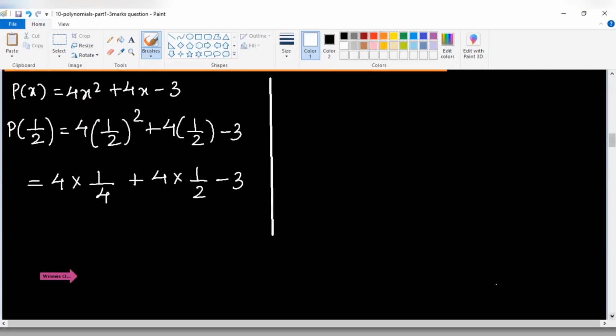Now, in the next step, we should do multiplication first. 4 into 1 by 4: see, we can cut this 4 and 4, that is 1. Then 4 into 1 by 2, here we can cut it, and we will get a 2 and then minus 3. So 1 plus 2, that is 3, minus 3 equal to 0. So what we can say, p of 1 by 2 is equal to 0. That means 1 by 2 is a zero of the polynomial.